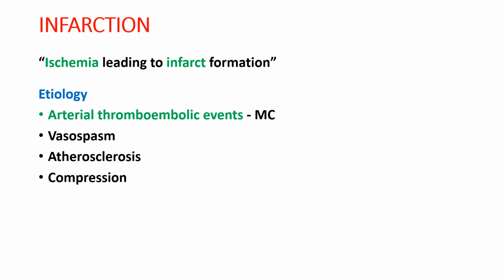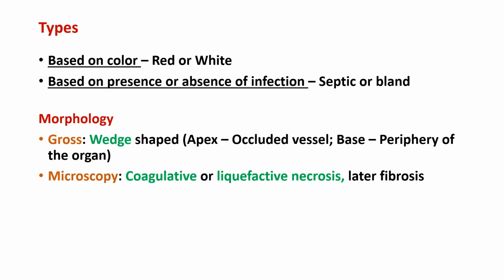So very rarely there are other causes which can lead to infarction like vasospasm, atherosclerosis, and compression of the vasculature. And then we have got different types of infarcts. So based upon the color, it can be a red infarct or white infarct. And based upon the presence or absence of infection, it can be a septic infarct or a bland infarct. And coming to the morphology, whatever type of infarct it is, usually they are wedge shaped.